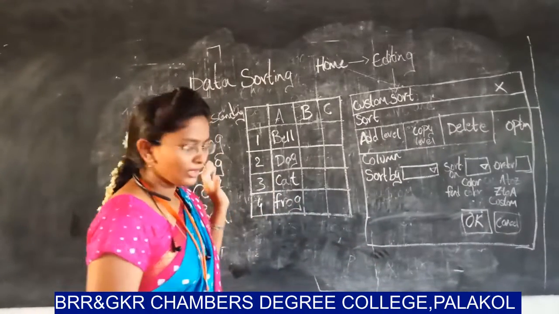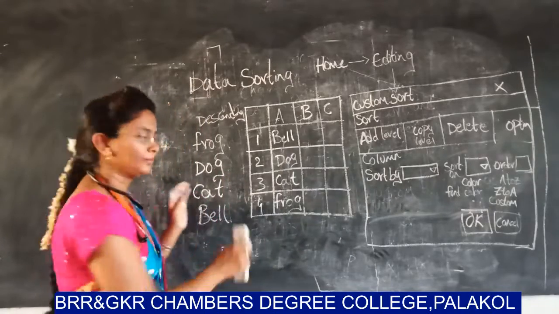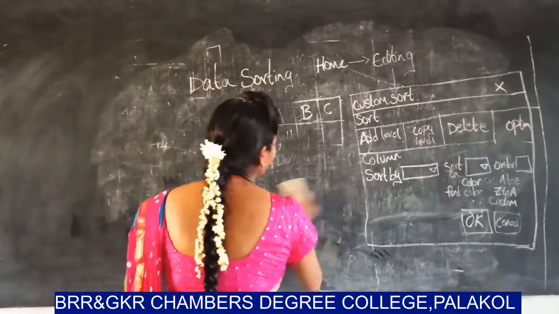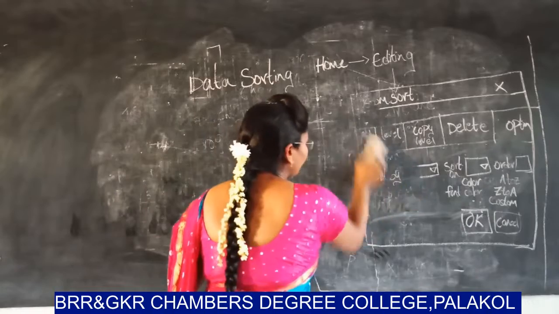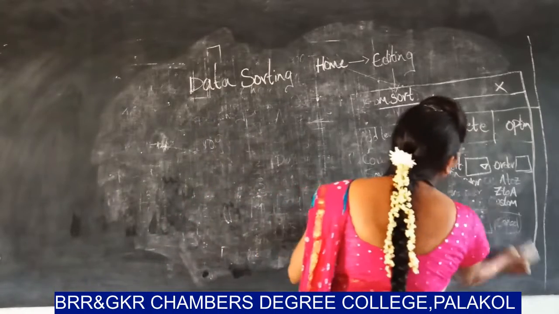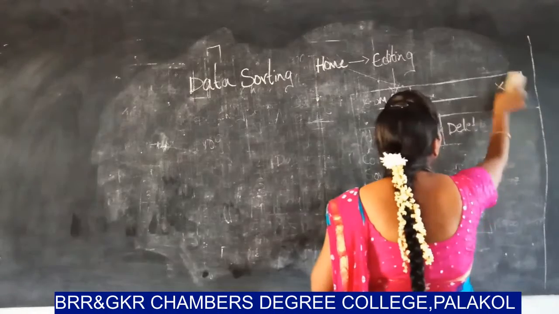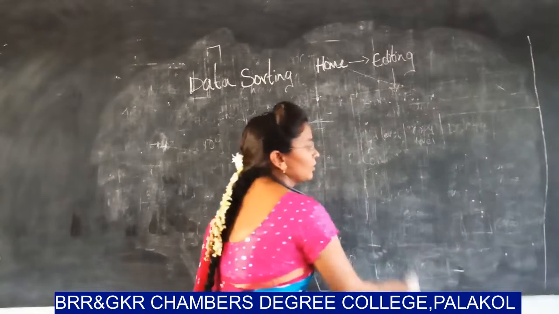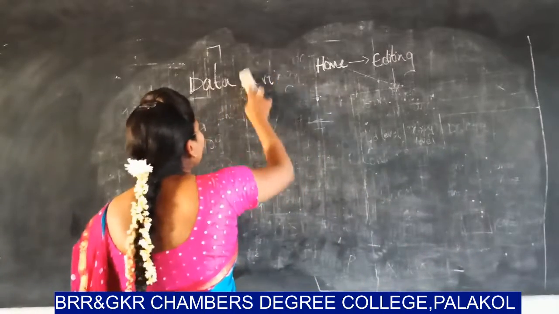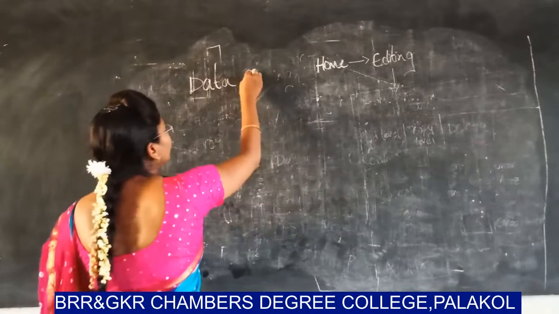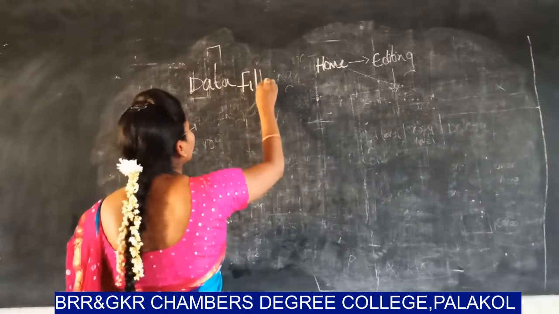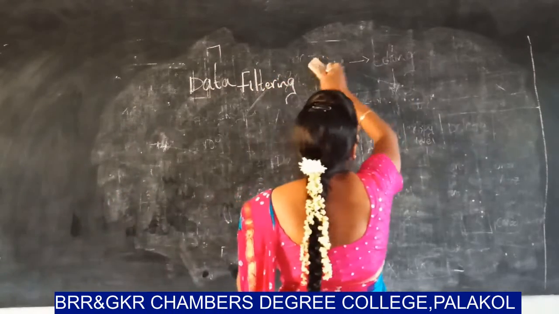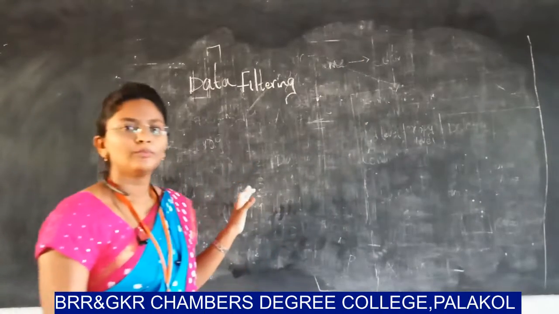And then the next option is filtering. After sorting, we have to filter the data, if it is necessary. After sorting, if the filter is not necessary, we are unable to click on the filter option. If it is necessary, you can click on the filter option. And the next one is data filtering. The same options are applicable for the filter also.